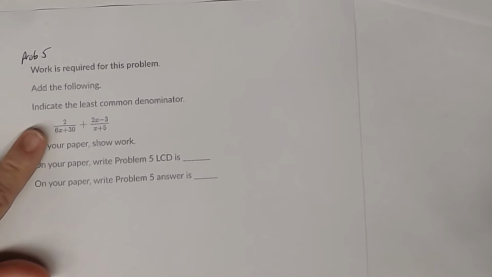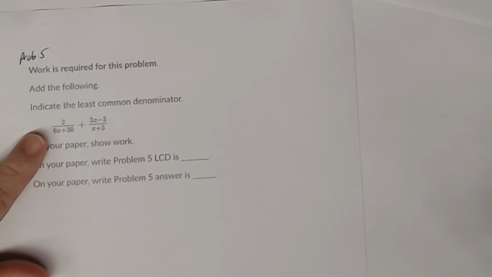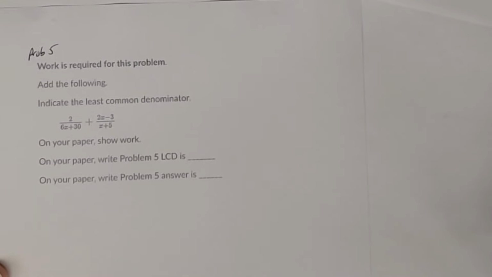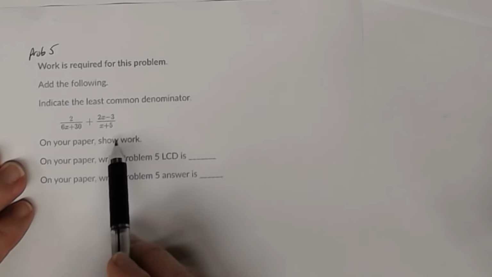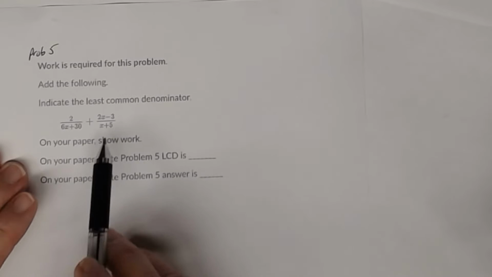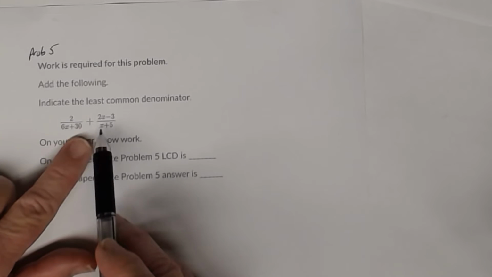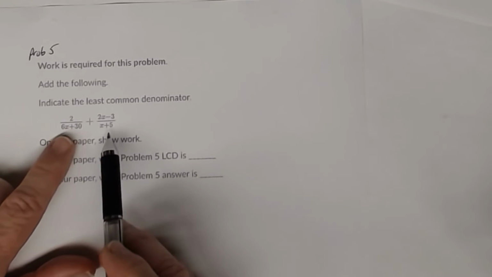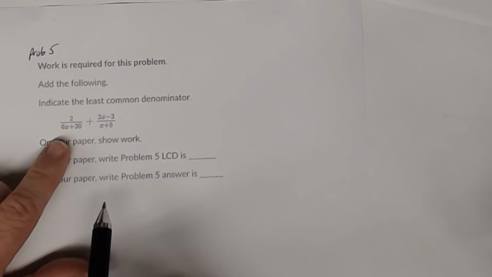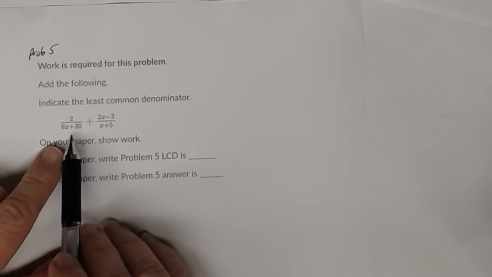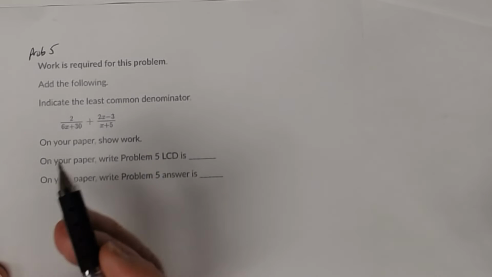So number 5, this time you're adding these two rational expressions. And this one's a little bit easier than problem number 4. But again, you want to find the least common denominator first, because when adding or subtracting fractions, you want to make sure that those denominators are the same. So here's the work you had to do.